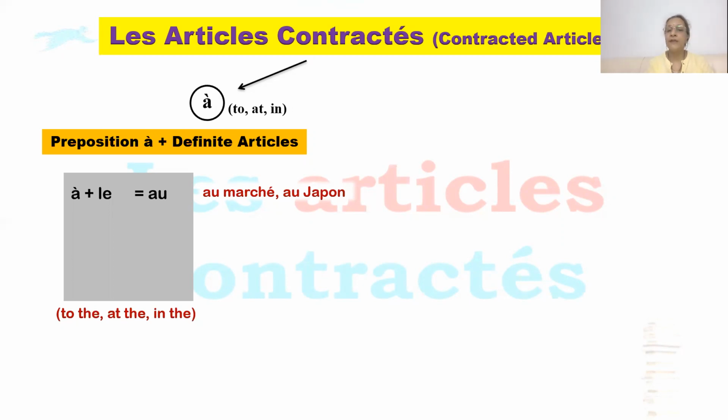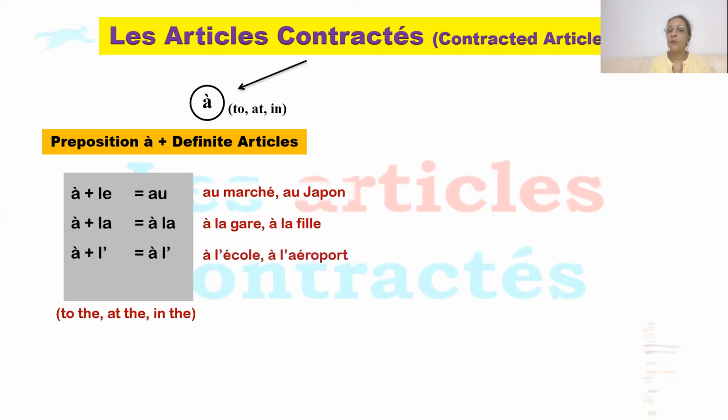Similarly, for feminine singular nouns, the preposition à plus la, we do not contract that, we let it remain the same. For vowel nouns, à plus l' remains the same. For example, à l'école, à l'aéroport. And last one, when the preposition à comes together with les, you contract and make it aux. Aux magasins, aux États-Unis.